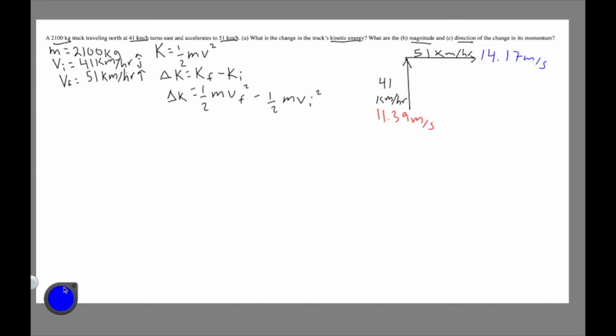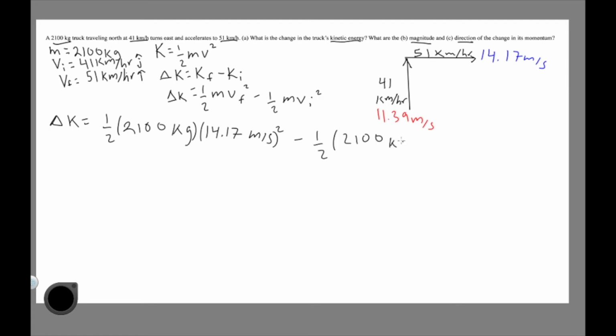So now we have delta K equals 1/2 times the object's mass, which is 2,100 kilograms, times the object's final velocity, which we calculated to be 14.17 meters per second squared, minus 1/2 times 2,100 kilograms times the initial velocity, which is going to be 11.39 meters per second squared.